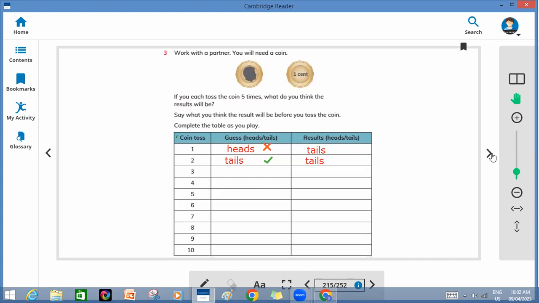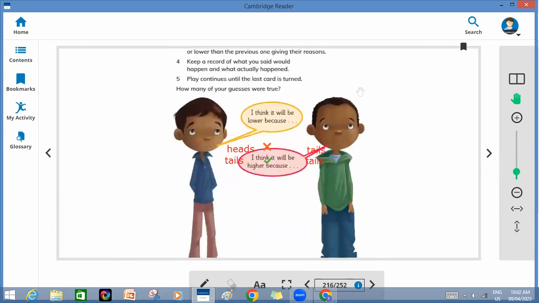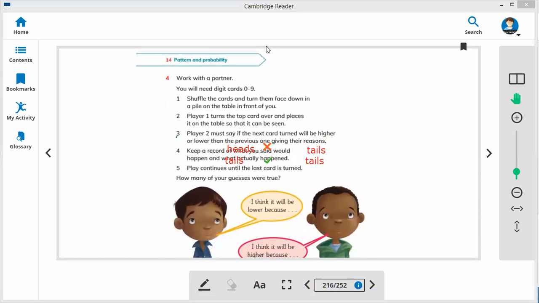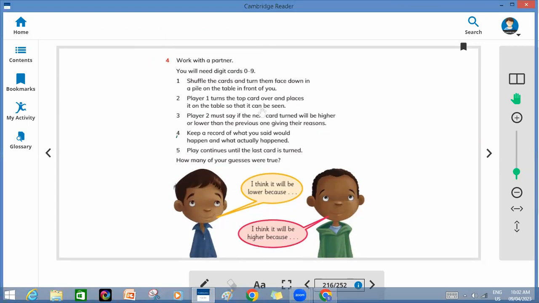Okay, let's move on to question number 4. In question number 4, you are also going to choose a partner. You will need digit cards 0 to 9. Shuffle the cards and turn them face down in a pile on the table in front of you. Player 1 turns the top card over and places it on the table so that it can be seen. Player 2 must say if the next card turned will be higher or lower.